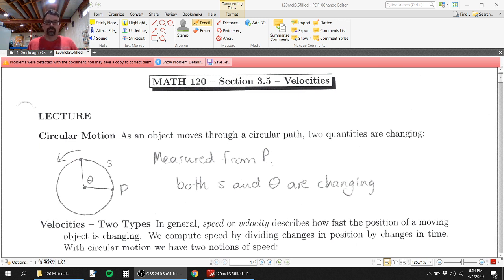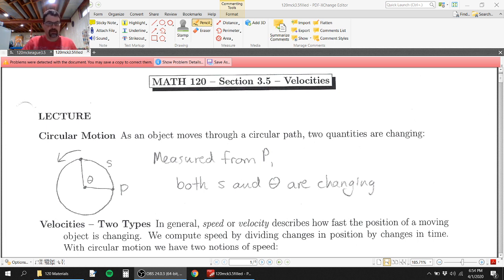All right, so in 3.4, which was pretty short, we looked at circles and how arc length is connected to angles at the center of the circle. We used radians, that sort of thing. Now we're going to take those same sorts of ideas, distances along the edge of a circle, and things are going to move. All right?